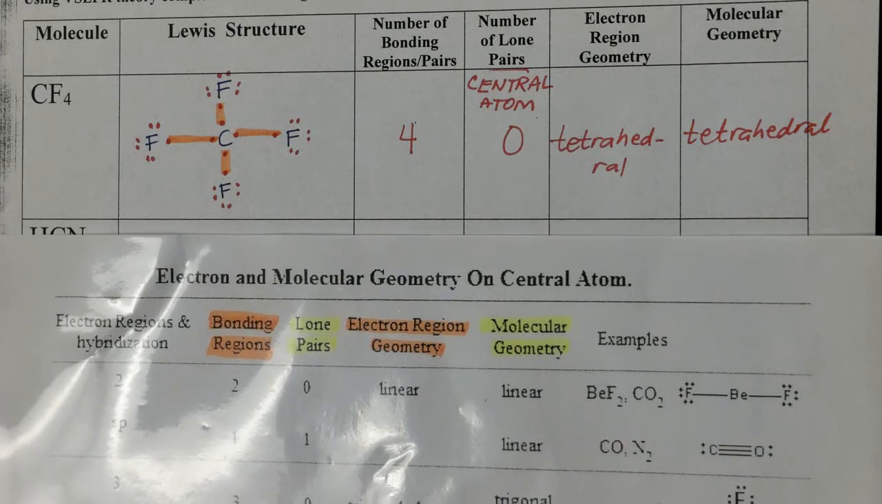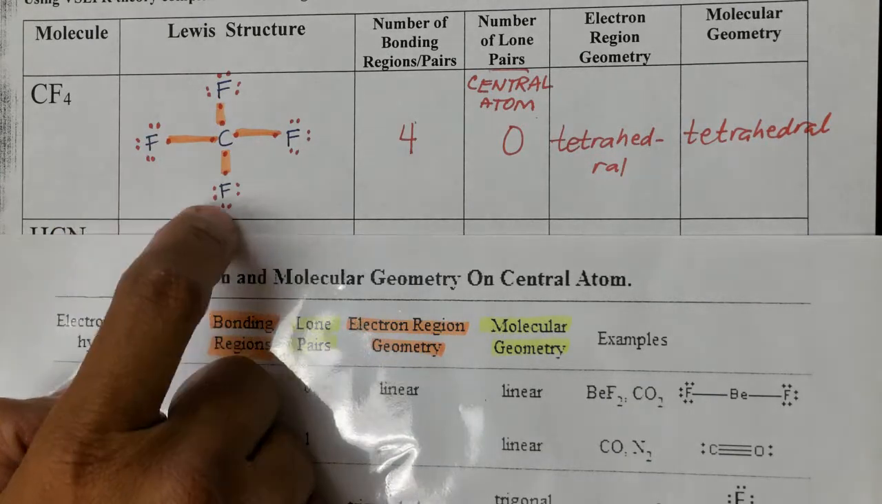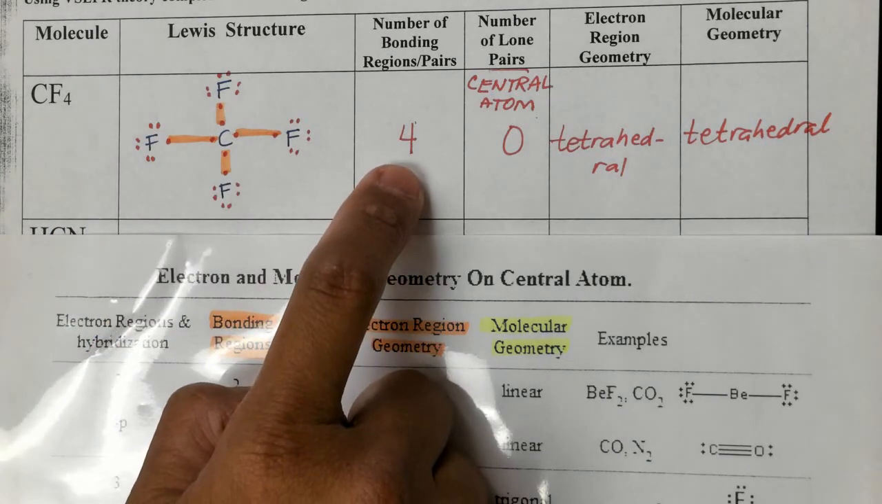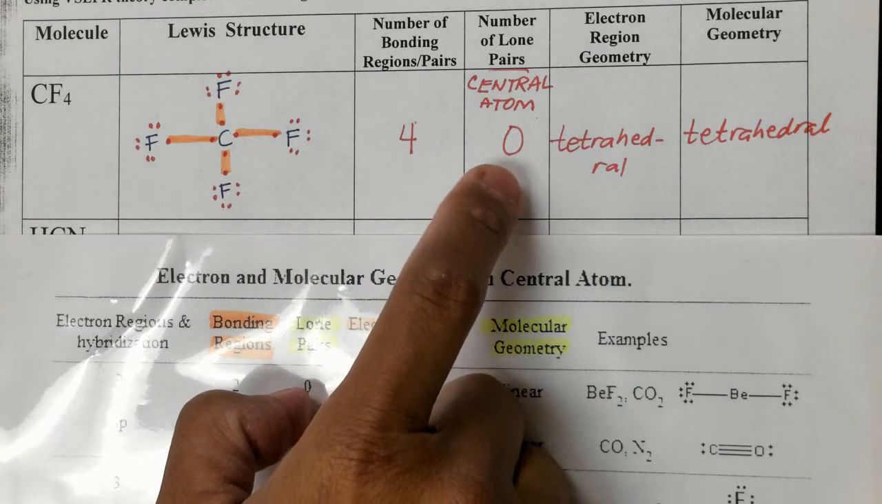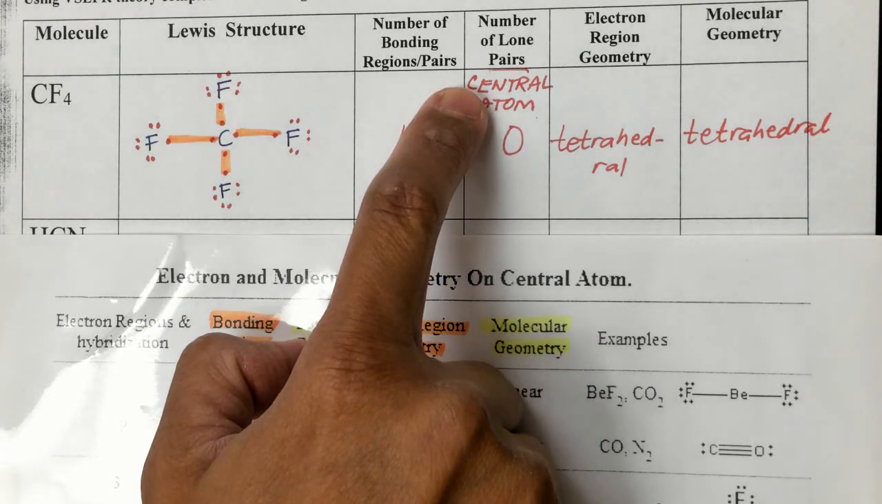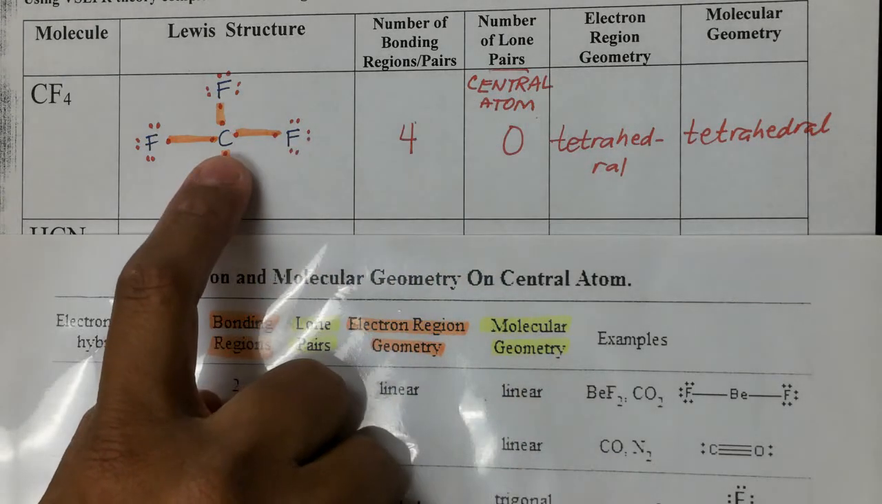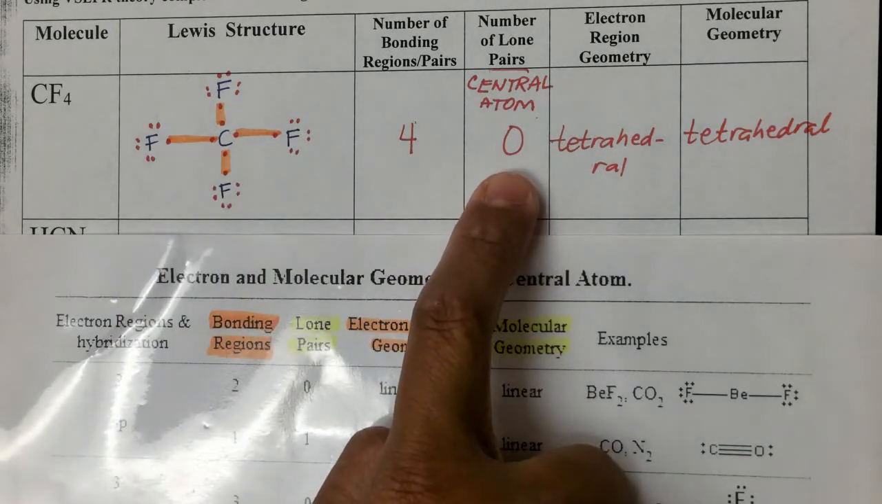Okay, so for number 1, after drawing the Lewis structure of CF4, we counted the number of bonding pairs, which is just the number of single bonds, so we have 4. And then for the number of lone pairs, we focus on the central atom only. So our central atom here is carbon, and since we don't have any remaining dots, because all the dots have bonded, we have 0 lone pair.